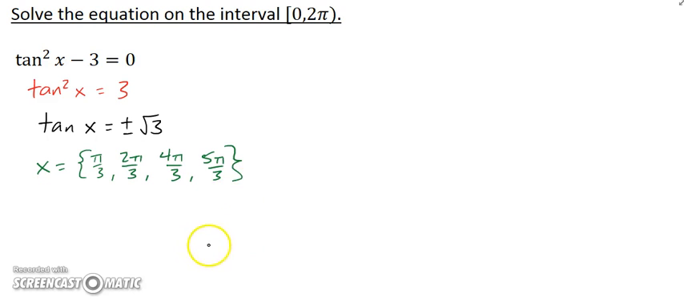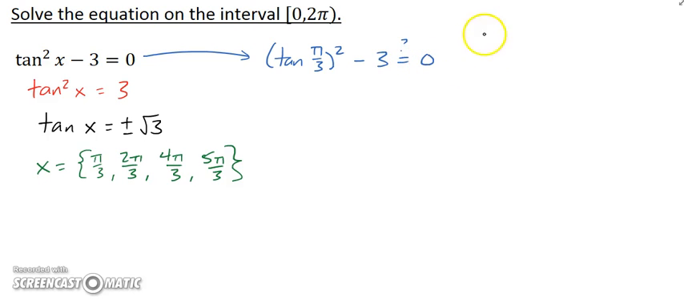It's worth pointing out a way to check yourself is to plug these values in for x and see if you don't end up where you started. If I plug pi over 3 in for tangent, and this is just an example, I could check all of these this way. So the tangent of pi over 3 squared minus 3 ought to be 0.